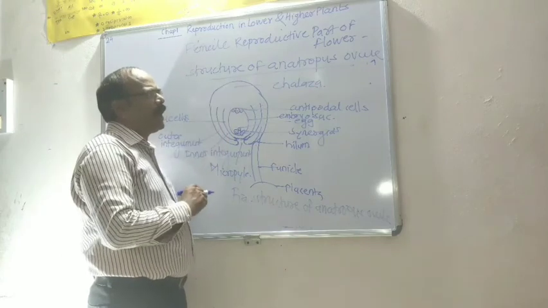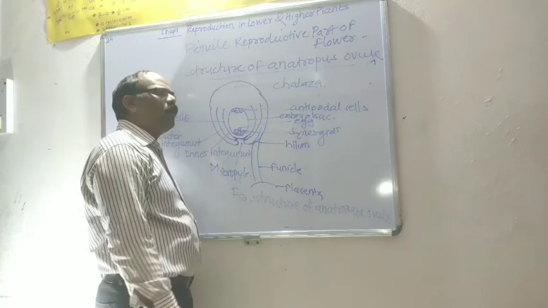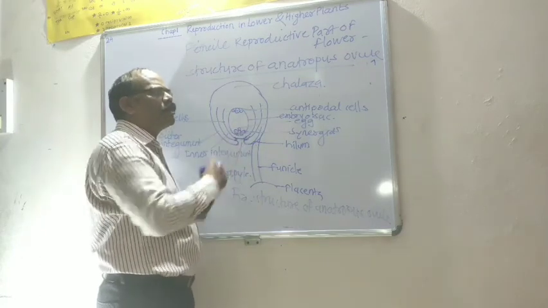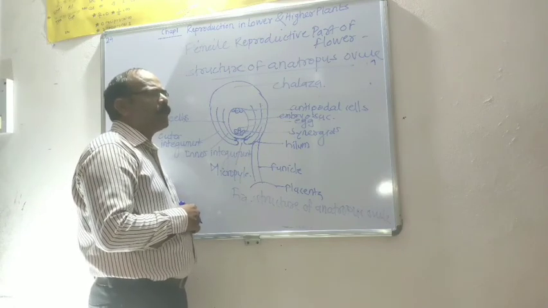In the angiospermic plant, anatropous ovule is present. That means the ovule is inverted in position, or in a bending position. That is called the anatropous ovule.